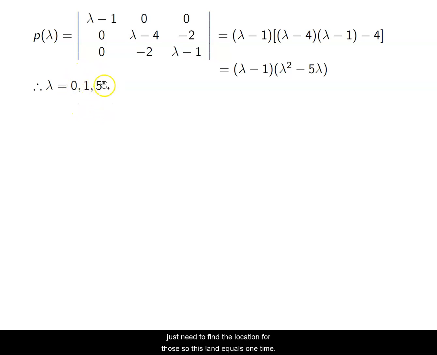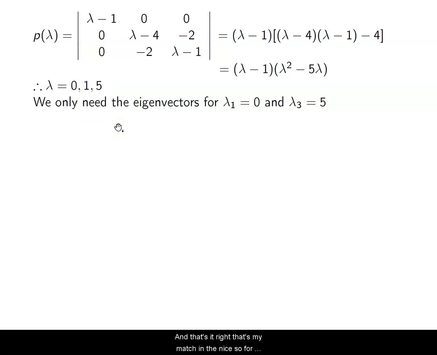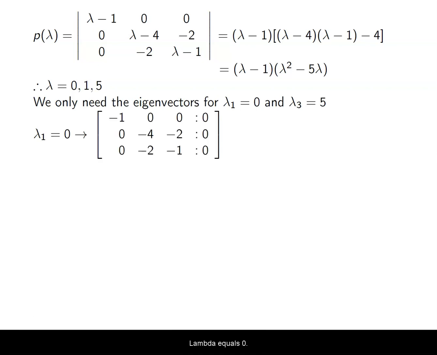I just need to find the locations for those. So this lambda equals 1 term, I don't even have to worry about it. I don't need to find the eigenvector for it. I don't have to do anything. I just need to find the two associated eigenvectors for 0 and 5, and that's it, because that's my max and min values. So for lambda equals 0, we know how this works.